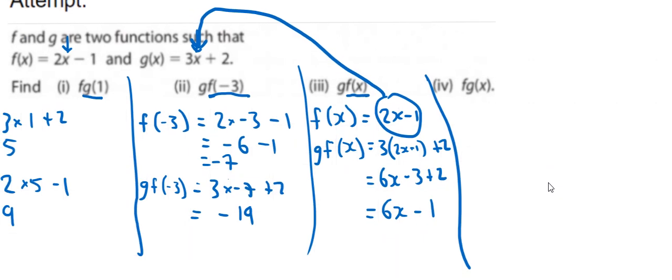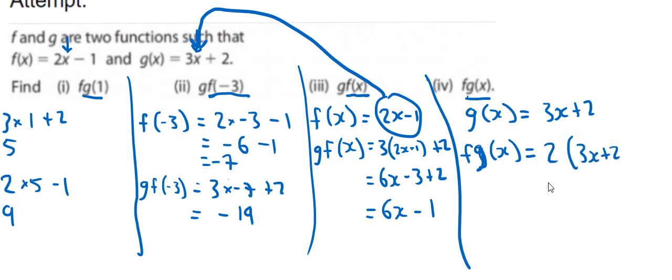The last one then asks us for f of g of x. So again, I'm going to write down what g of x is first. So g of x is 3x plus 2. So then f of g of x would be, so now I'm going to put in the 3x plus 2 into the f function. So therefore I would get 2 multiplied by 3x plus 2, minus 1. So 2 multiplied by 3x is 6x. 2 multiplied by 2 is 4. And then we have to take away 1, so we get 6x plus 3. So that's the final answer.